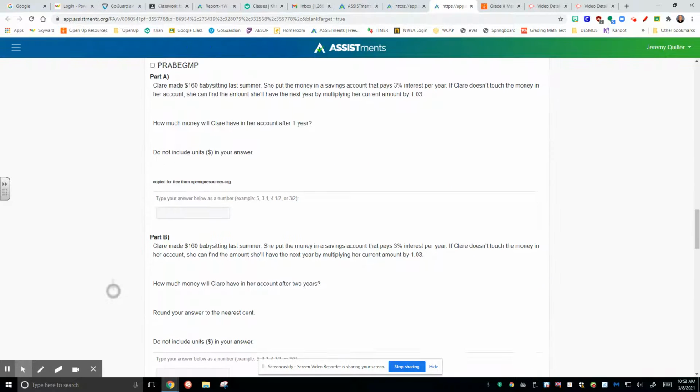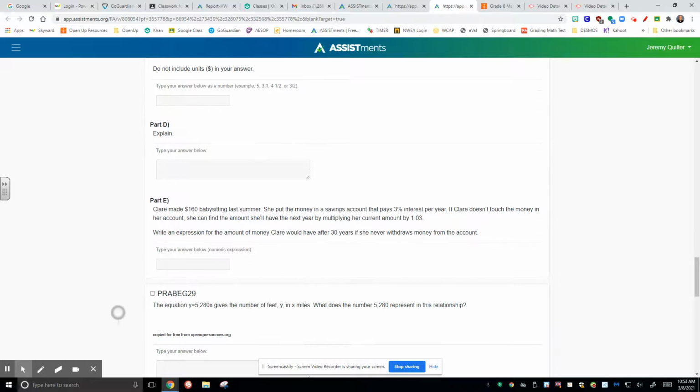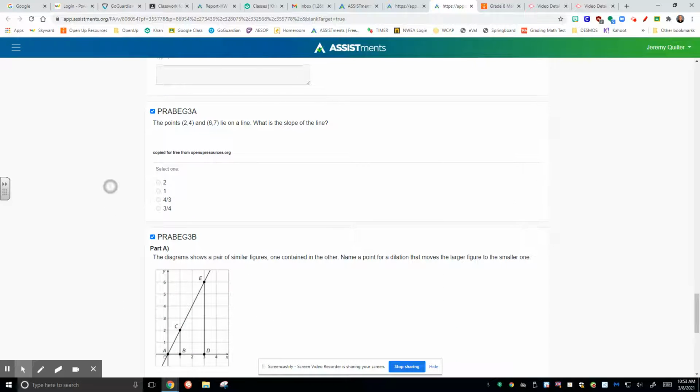We're going to skip this next one. We'll come down here to this one. It says the points 2, 4 and 6, 7 lie on a line. What is the slope of the line?